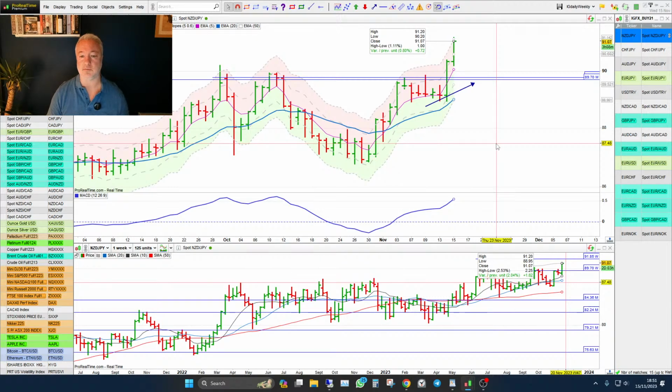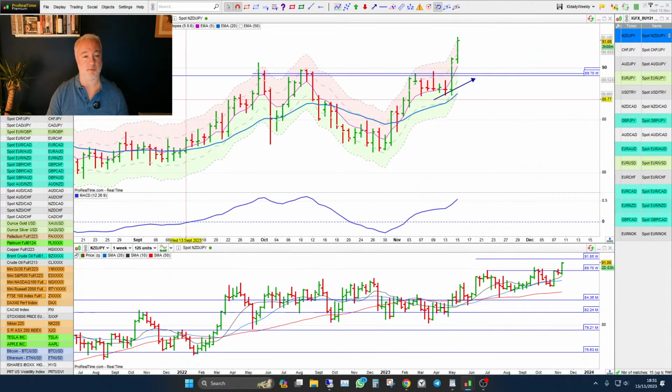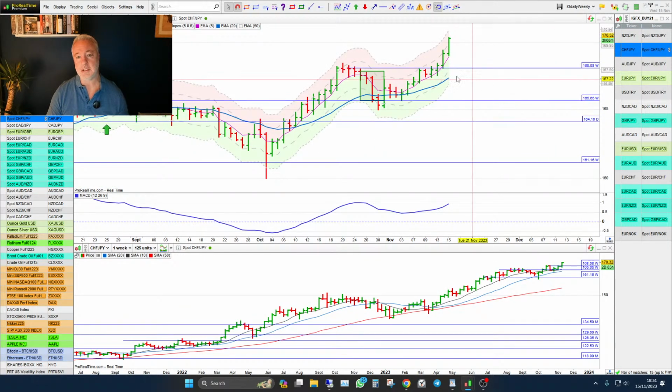So possibly we should just accept that this is where the yen pairs are going to be for now, but just be prepared that at some point there's going to be an intervention. Swissy yen, we need a pullback here, so that needed to break out, and now we need a pullback, so nothing yet on that one.